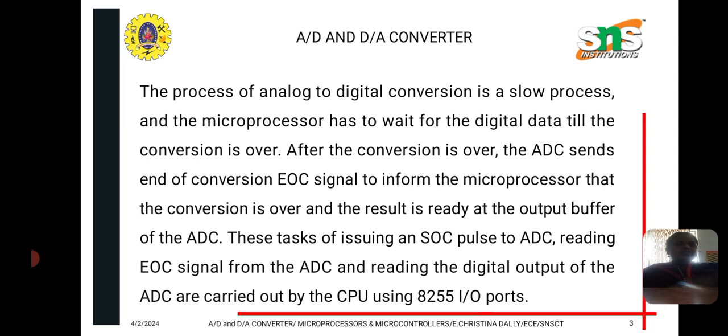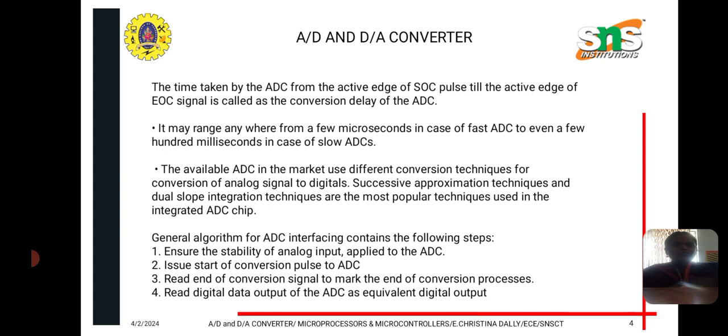The process of A to D conversion is a slow process, and the microprocessor has to wait for the digital data till the conversion is over. Once the conversion is over, the ADC sends the end of conversion, that is EOC, signal to inform the microprocessor that the conversion is over and the result is ready at the output buffer of the ADC. These tasks of issuing an SOC pulse to the ADC, reading end of conversion from the ADC and reading the digital output of the ADC will be carried out by the ports.